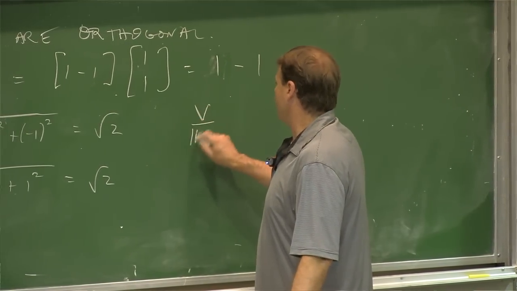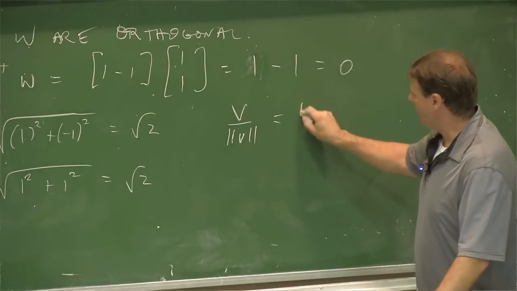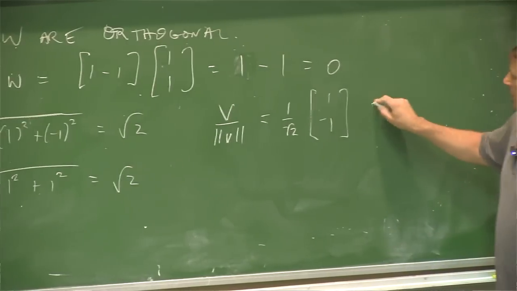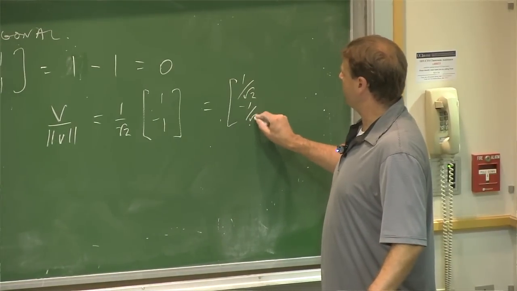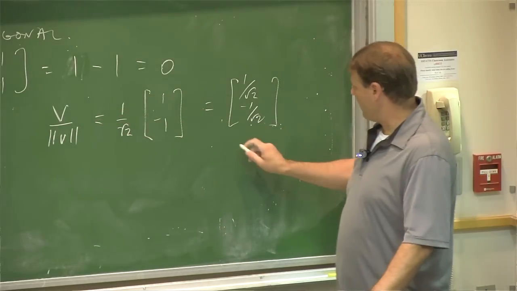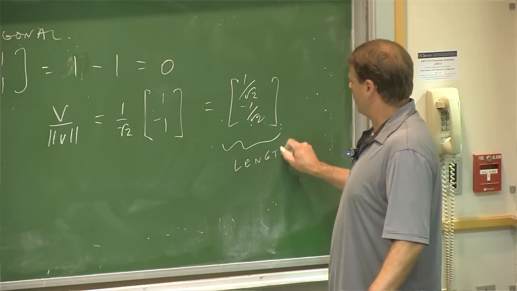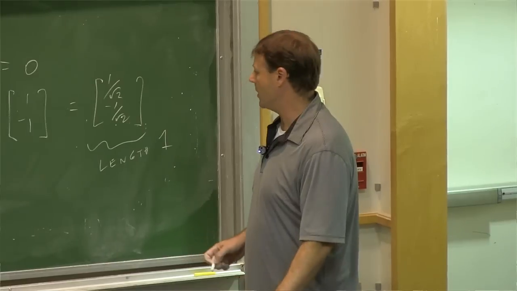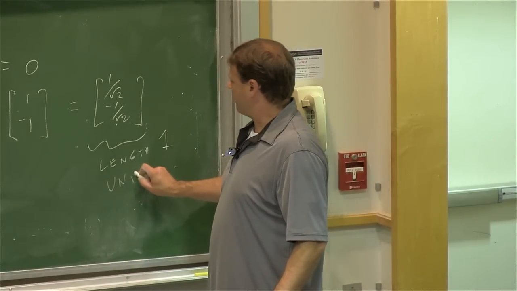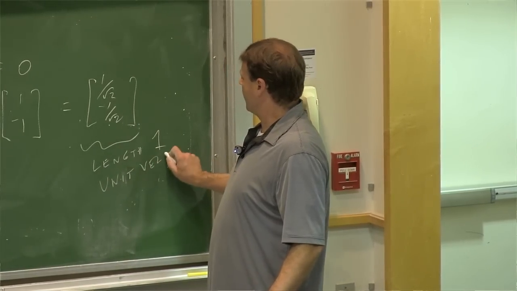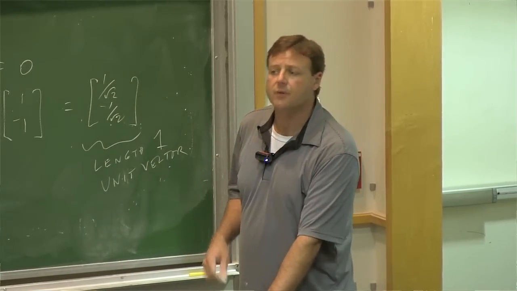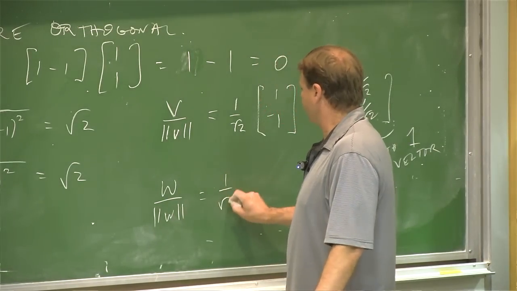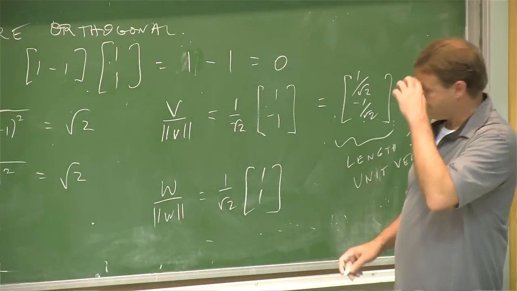So V over that is 1 over root 2 times 1, negative 1, which is 1 over root 2, negative 1 over root 2. And that has length 1. So if I just divide a vector by its own length, I get what's called a unit vector. But anyway, if you divide a vector by its length, you get a vector of length 1. And same with this guy. This has length 1.